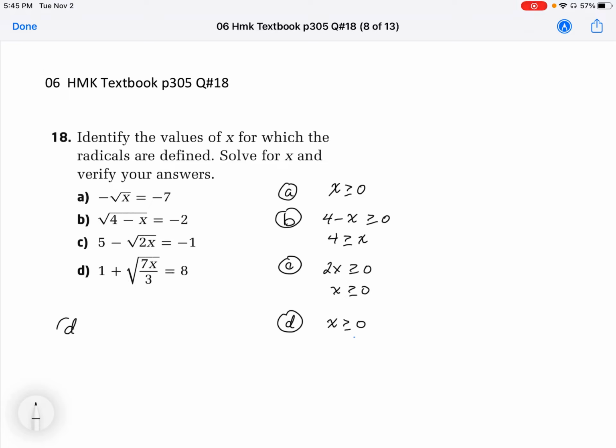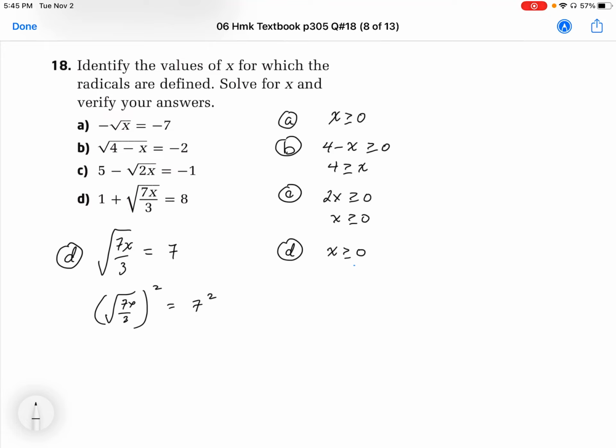So solving D, I'm going to first of all isolate the square root. So 7x over 3. I'm going to subtract 1 from both sides to get 7. Okay, so then I want to undo the square root by squaring both sides. So I'm going to square this side and I'm going to square this side. That leaves me with 7x over 3 equal to 49.